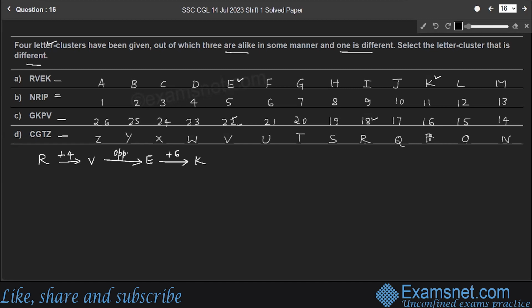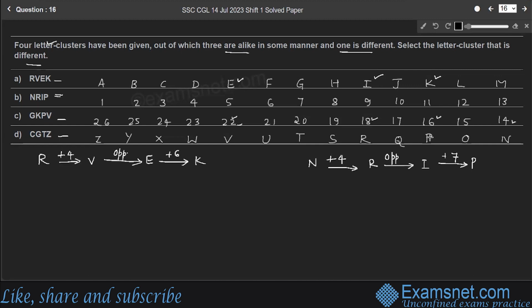Consider the second letter cluster, NRIP. The positional value of N is 14, R is 18, therefore N plus 4 is R. R and I: R is opposite to I. And I and P are related as, P is 16, I is 9, therefore we can write I plus 7. When 7 is added to I, we'll get P.